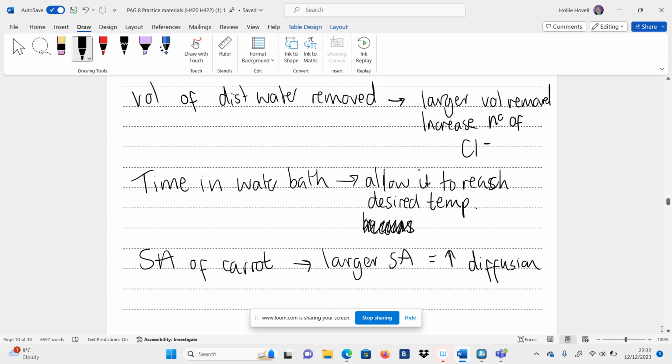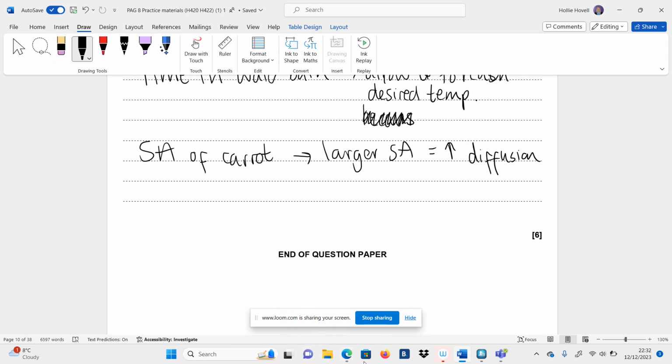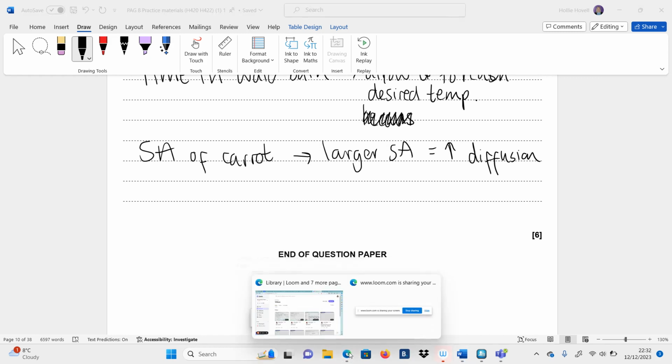And that, I think, is the end of the paper. Well done if you made it to the end. Brilliant.